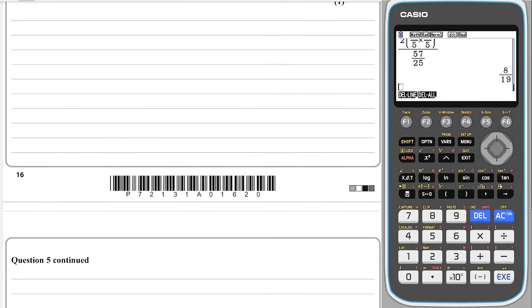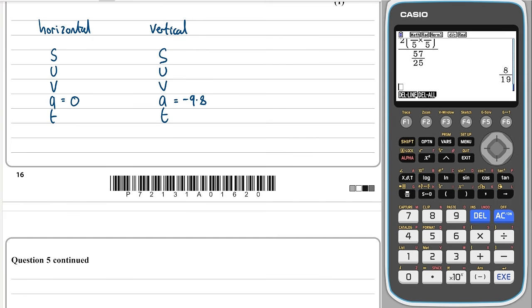So with any projectiles question, the best thing to do is to set up a horizontal suvat and a vertical suvat. For both of them we have suvat like this. And as always, the acceleration in the horizontal is always 0, and the acceleration in the vertical is always minus 9.8.